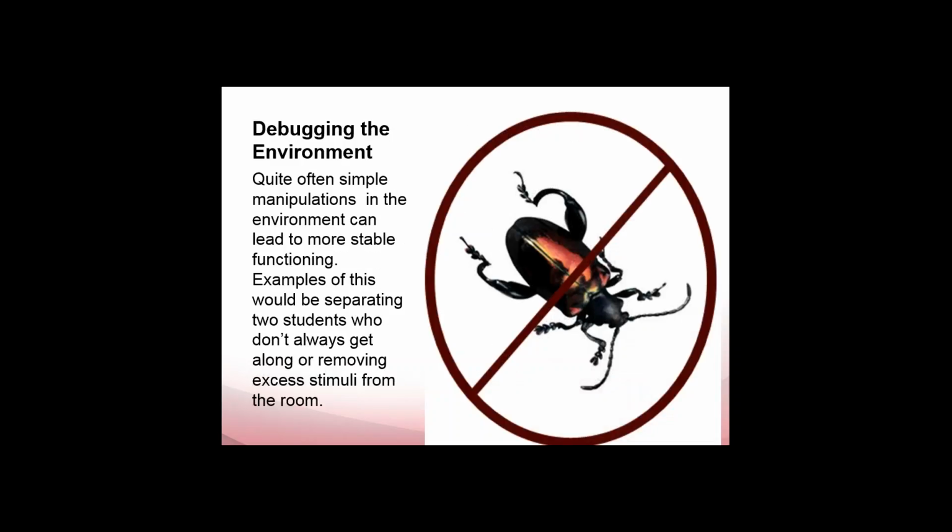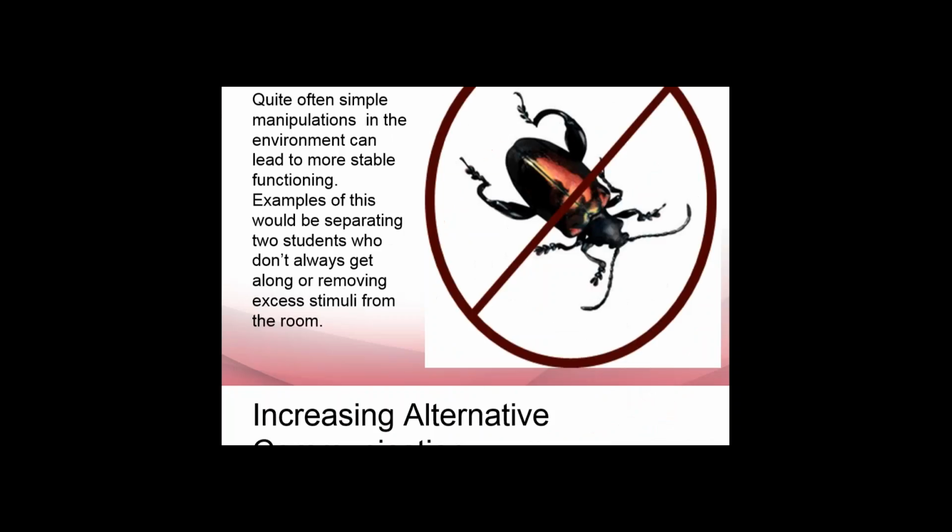The first one is debugging the environment. Quite often, simple manipulations in the environment can lead to more stable functioning. Examples of this would be separating two students who don't always get along, or removing excess stimuli from the room. So let's say you have an individual who struggles with iPads. So you're going to put your iPads away. You're going to remove that excess stimuli.